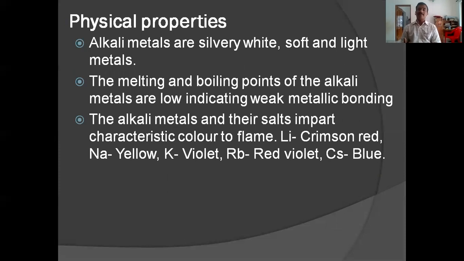Alkali metals are silvery white, soft, and light metals. They are very soft. It is possible to cut them with a knife. The melting and boiling points of the alkali metals are low, indicating weak metallic bond. They release only one electron. One atom releases one electron. So the metallic bond is weak.